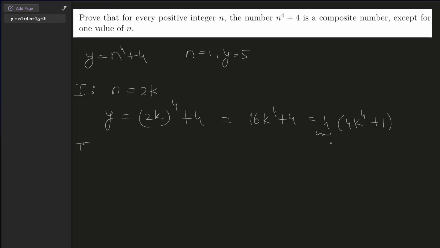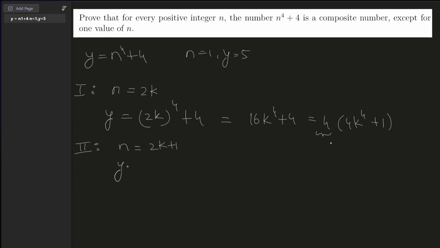So now let's look at the second case when n is equal to 2k plus 1, where k is again a positive integer. So we are looking at values of n as 3, 5, 7, 9, 11, and so on. We have already seen the case of n equal to 1 over here, where we got a prime number. So now we'll hope to see that in this second case, we get y as a composite number like we did in the first case.